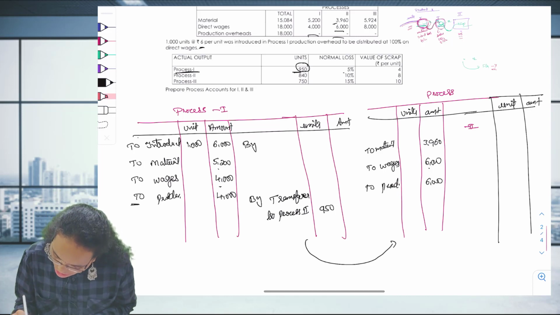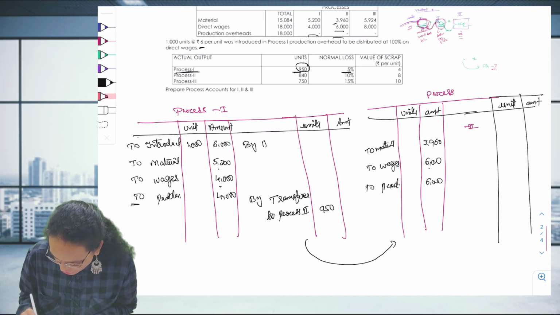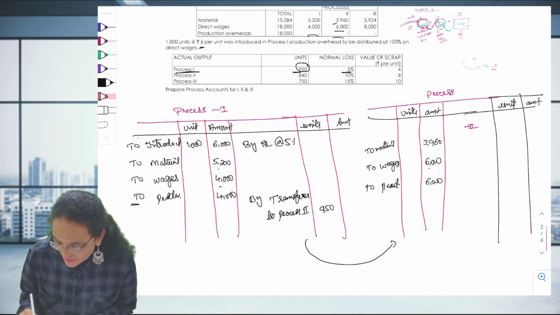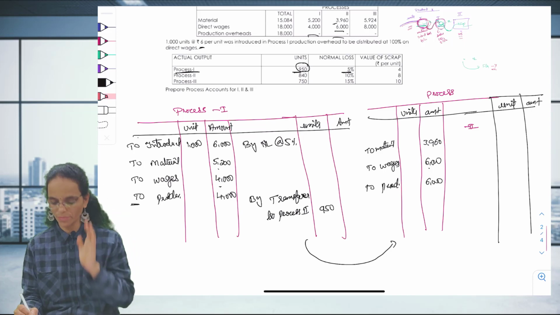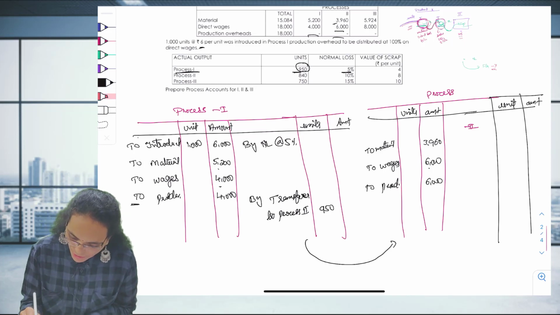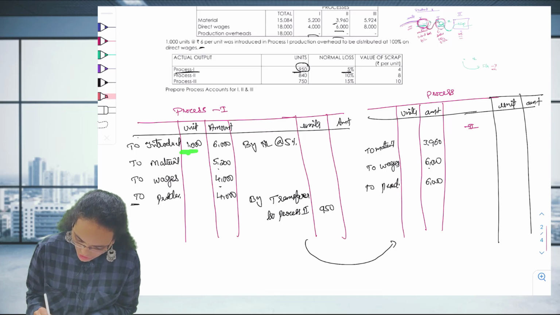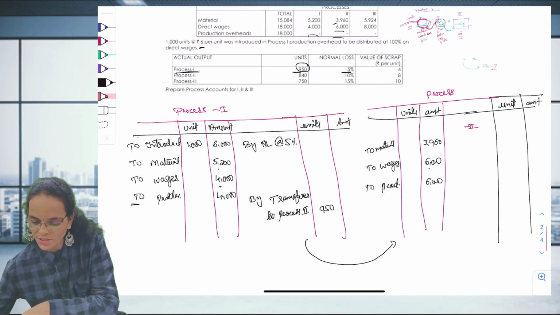Right. Normal loss 5%. Normal loss 5% in the sense input into 5%. What was the input given? Input given was 1000 units. 1000 units into 5%.